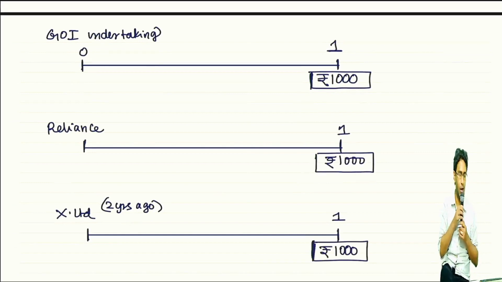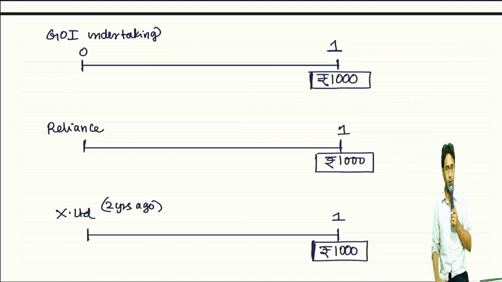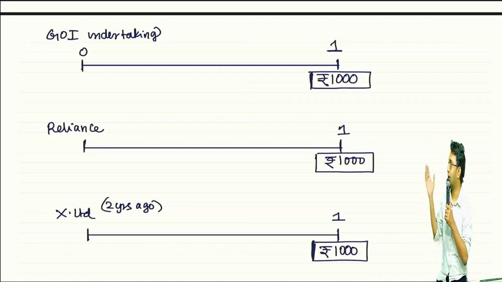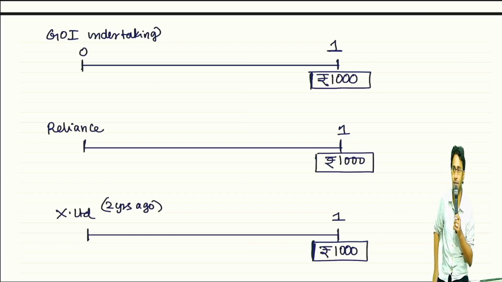Now tell me, sir, among these three, who is riskier? X Limited. Who is absolutely risk-free at all? Government of India. Who is riskier? Reliance Limited. You should not say, sir, Ambani is very rich. No, sir. That is also risk-free. No, sir. Look at the second Ambani.